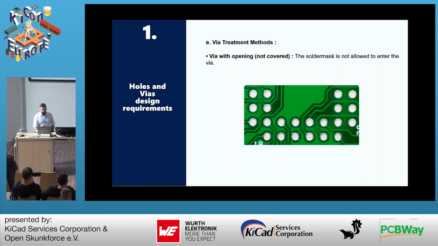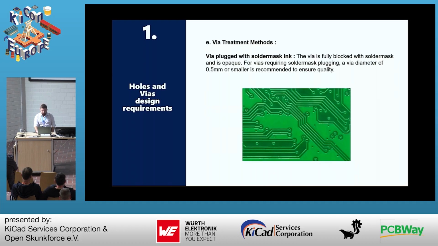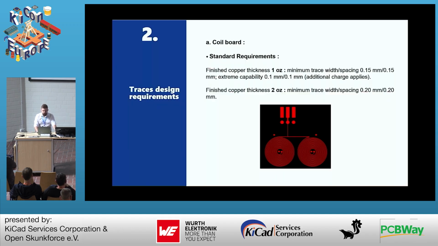Then you have a picture here of a via with openings that are not covered. So when we apply the solder mask, it won't go inside this kind of via. And then we have vias plugged with solder mask ink. So this via is fully blocked with solder mask and is opaque. For vias requiring solder mask plugging, a via diameter of 0.5 or smaller is recommended to ensure the quality of it. Okay, so that's it for the vias and holes.